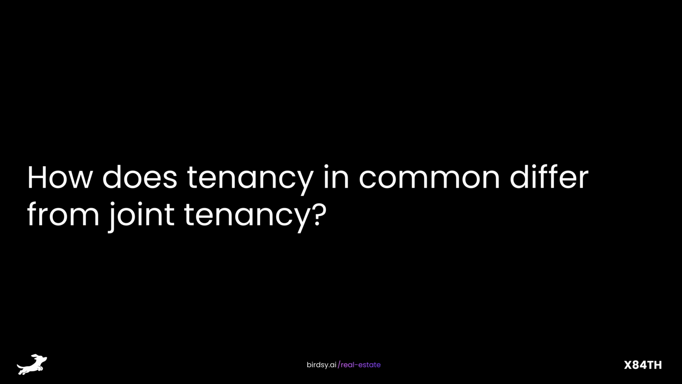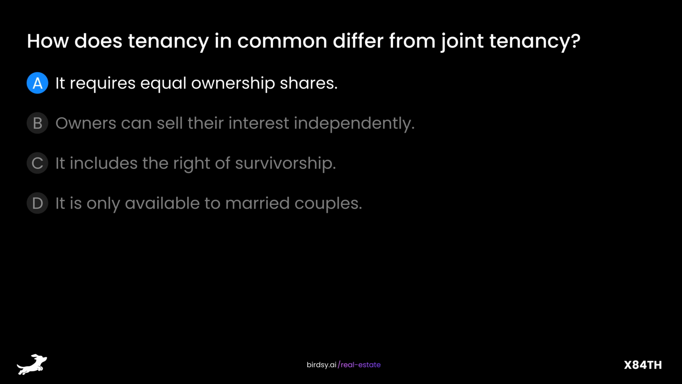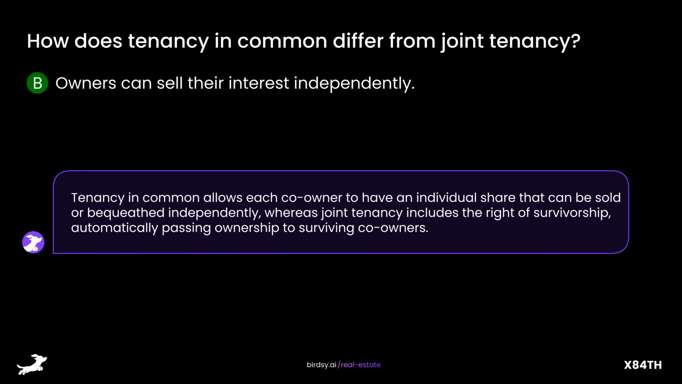How does tenancy in common differ from joint tenancy? Is it A, it requires equal ownership shares? B, owners can sell their interest independently? C, it includes the right of survivorship? Or D, it is only available to married couples? The answer is B, owners can sell their interest independently. Tenancy in common allows each co-owner to have an individual share that can be sold or bequeathed independently, whereas joint tenancy includes the right of survivorship, automatically passing ownership to surviving co-owners.